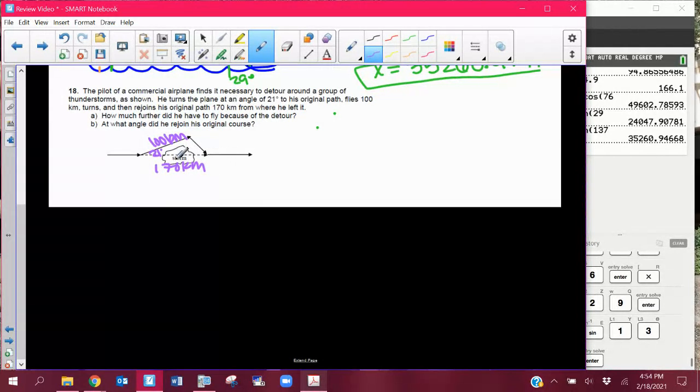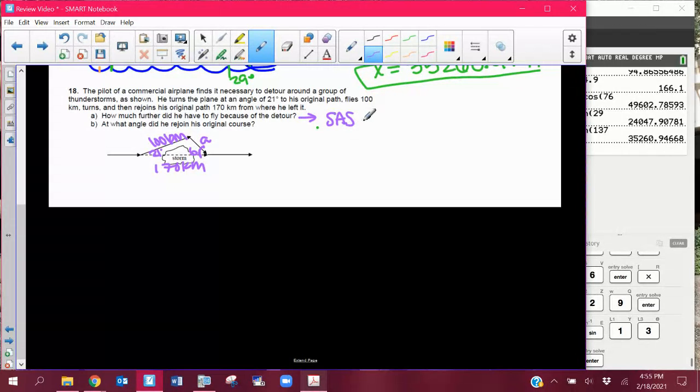Okay. How much further did he have to fly because of the detour? So this is what I'm going to be looking for, part A, because that's the extra length that he actually had to go. And then at what angle did he rejoin his course would be this angle right here. So let's start with that first part. Again, if I look at what I'm given in blue here, blue, that's purple, I have a side angle side triangle for part A.